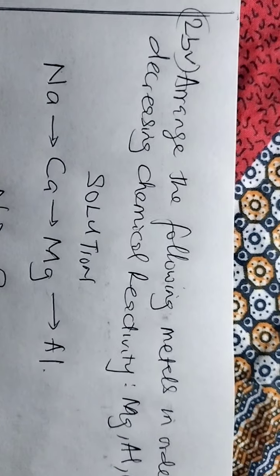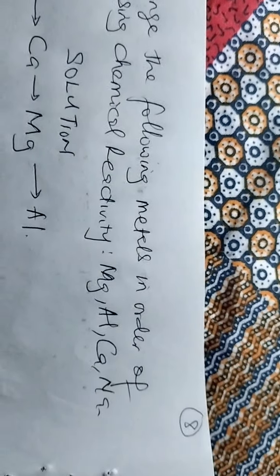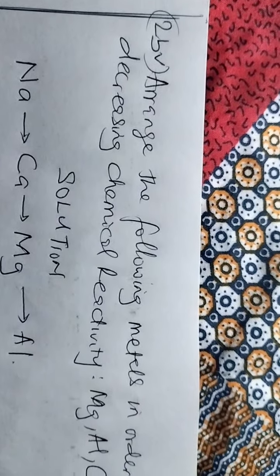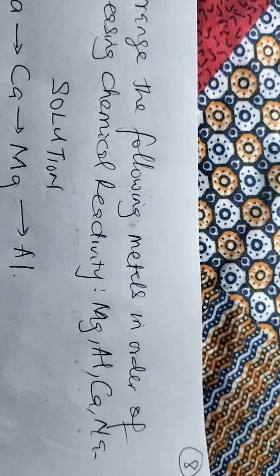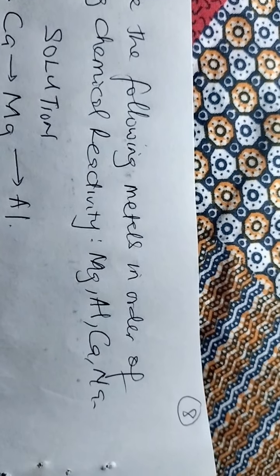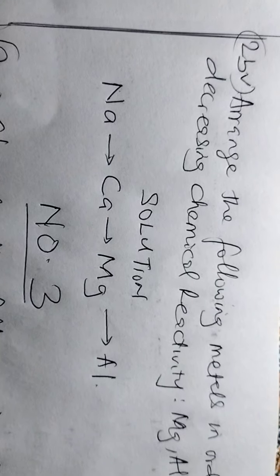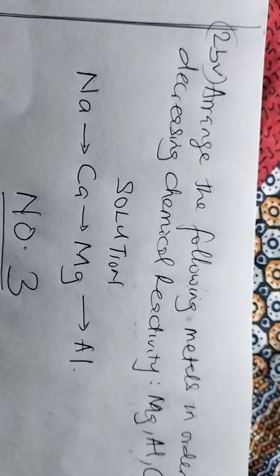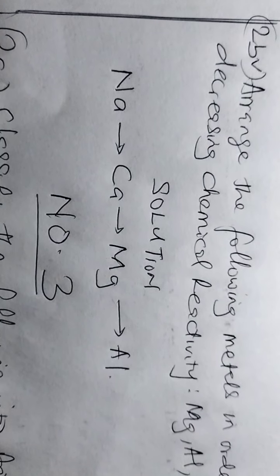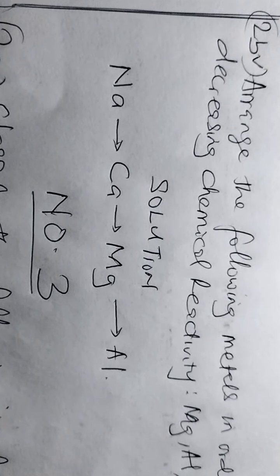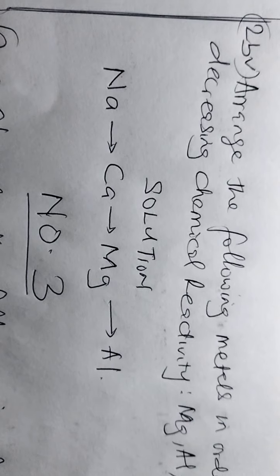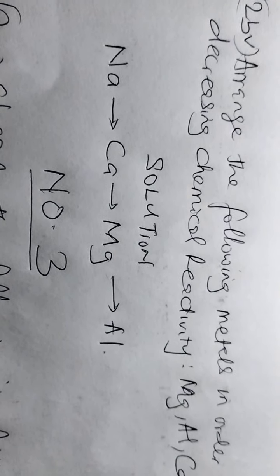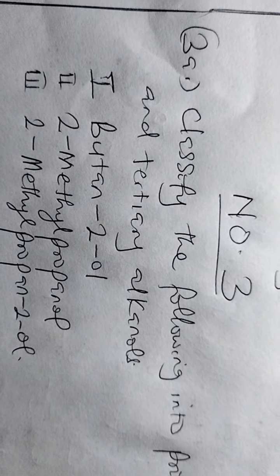Then 2BV says, arrange the following metals in order of decreasing chemical reactivity. We have magnesium, aluminium, calcium, sodium. Solution: decreasing chemical reactivity means from the most reactive to the least reactive. The answer there will have the arrangement. Sodium is the most reactive, followed by calcium, followed by magnesium, and the least reactive there is aluminium. We'll move on to number 3.